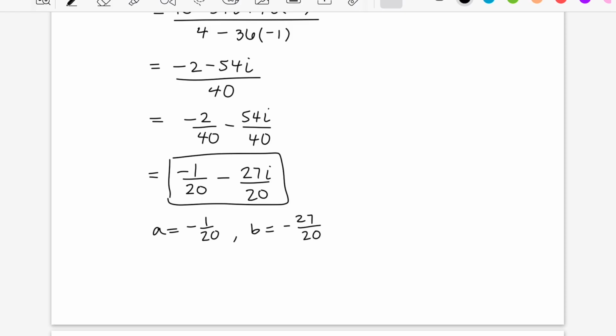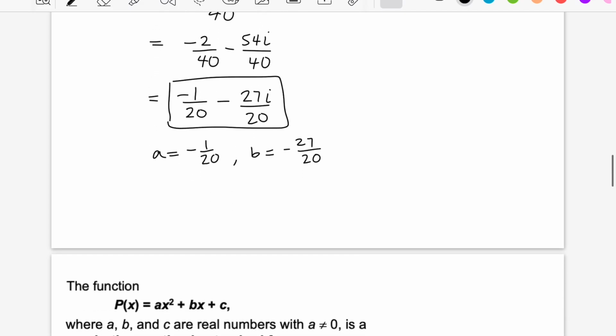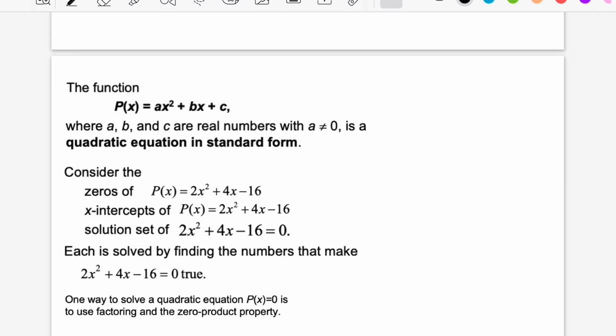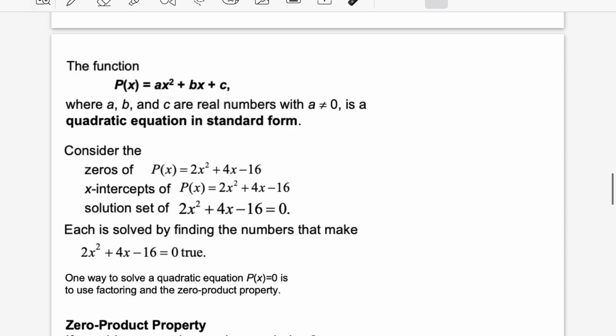All right. So now we're going to move into section 3.3. We're talking about solving quadratic equations. So remember from the last section, this function here is our quadratic equation written in standard form. Now we've seen this from multiple different videos, but the zeros of this quadratic equation are going to be the same thing as the x-intercepts and the solution set of this quadratic equation. And each is solved by finding the numbers that will make this statement here true.